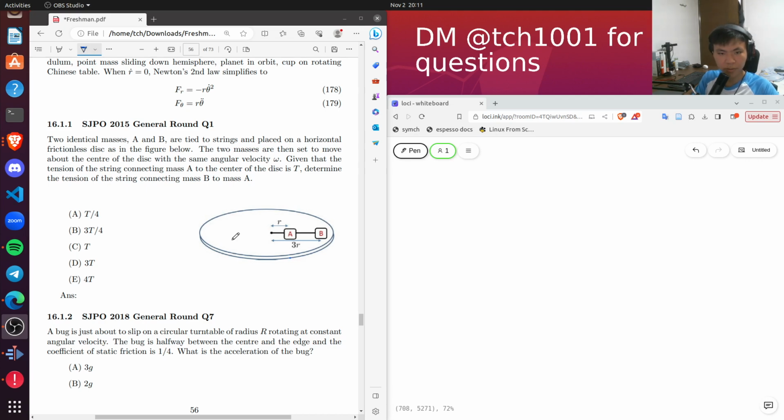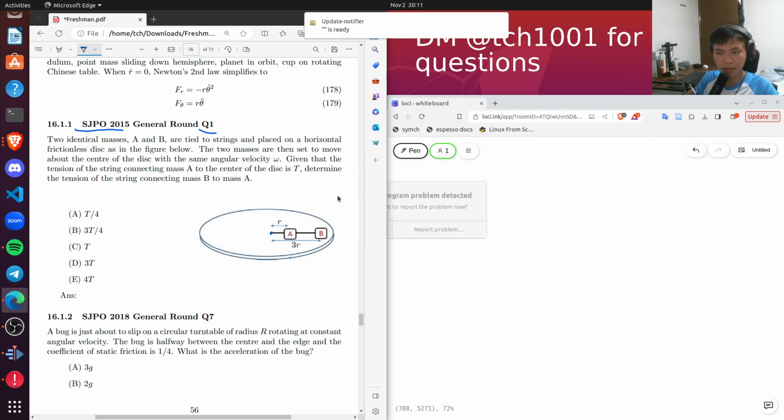Okay, so here we are with SJPO 2015 Q1. We have two identical masses tied to two strings. One string is attached to the center and to A, and the other string is attached to A at one end and B at the other. They're both spinning on this disk at the same constant angular velocity omega.